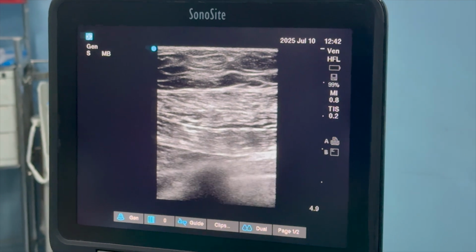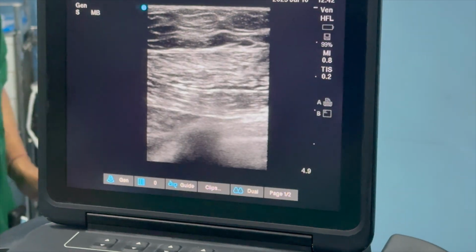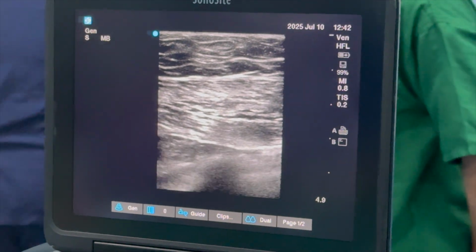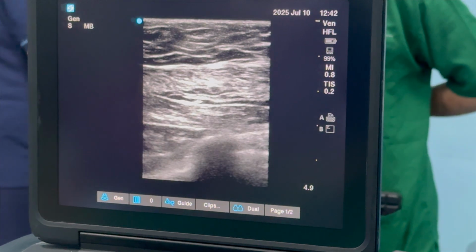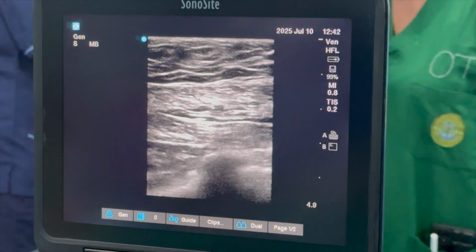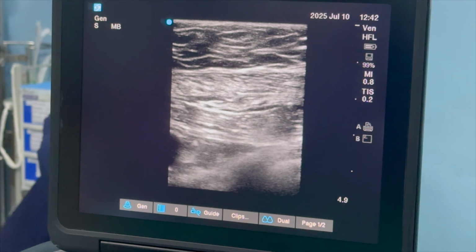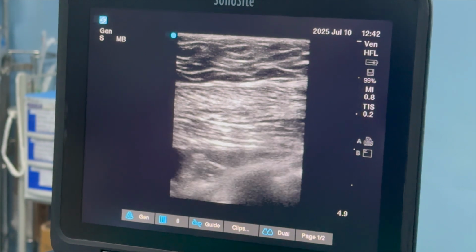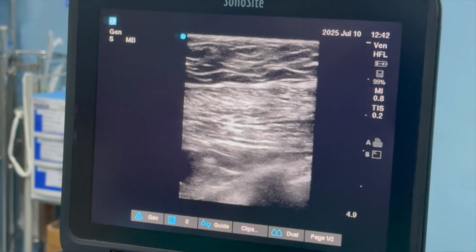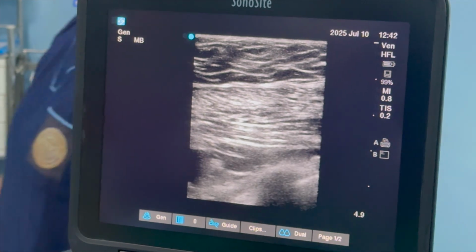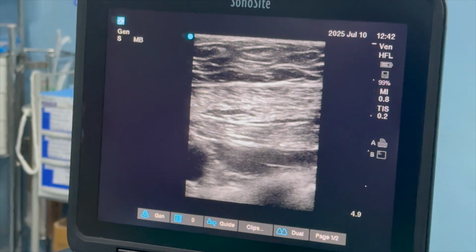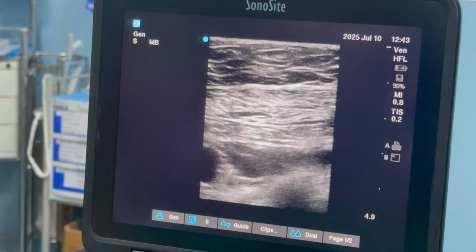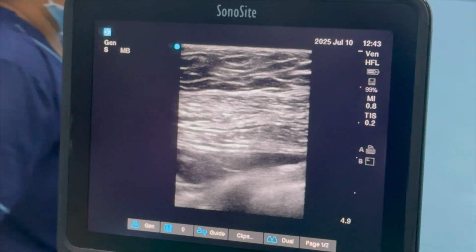Here we are going to perform the PEC2 block, and you can see that my needle is approaching between the pectoralis minor and serratus anterior muscle. Here I am going to deposit the drug. You can see the drug is unzipping the plane between the serratus anterior muscle and pectoralis minor muscle. So here I am going to deposit the 20 ml local anesthetic.